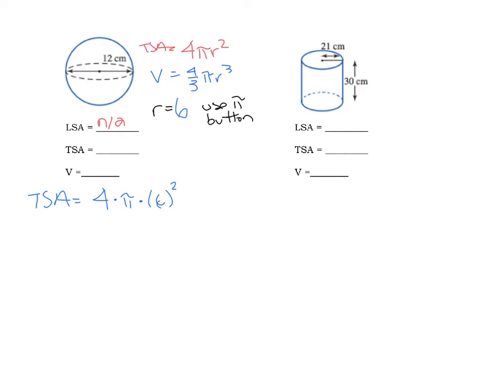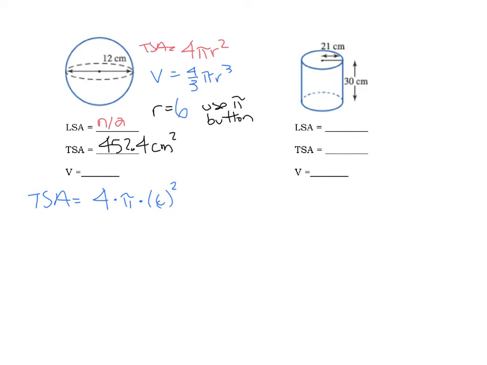And you guys should hopefully know by now my favorite number to round to is the 10th spot. So we get an answer of 452.4 centimeters squared as the area, or total surface area, for a sphere.